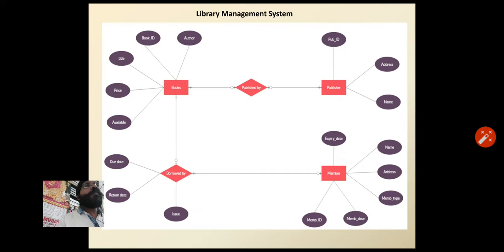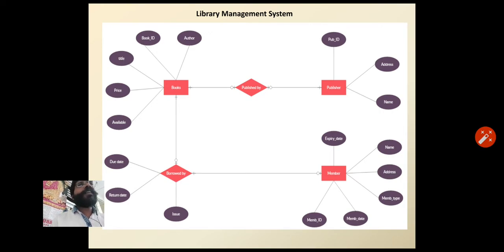Next is the relation between book and publisher, because a publisher publishes the book and that book can be purchased by the library. So that relation is between book and publisher. This is the ER diagram of the library management system. Clear? Here red indicates entities and relations, and violet is the entities.